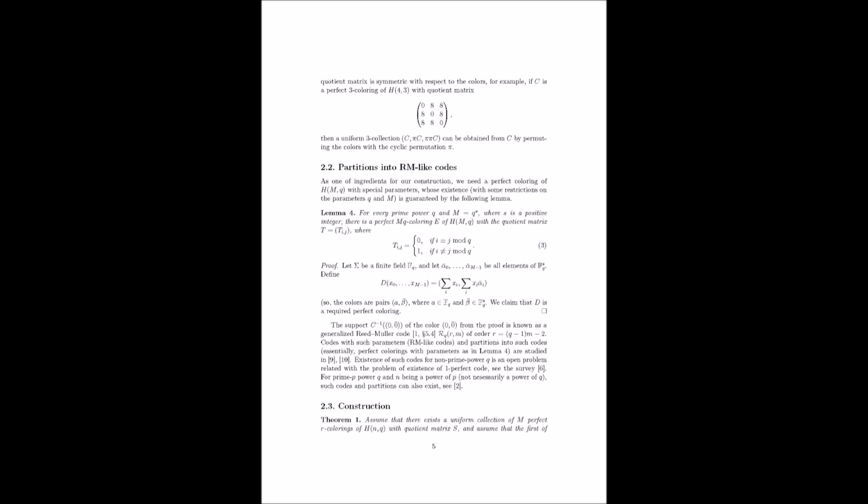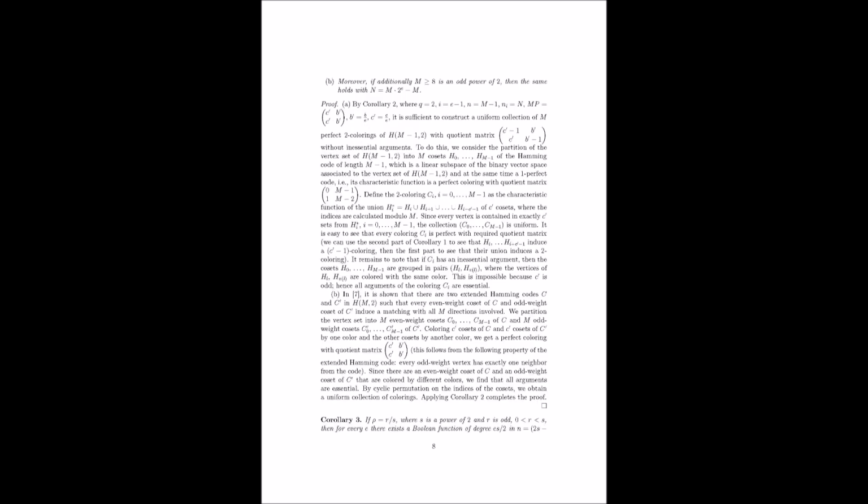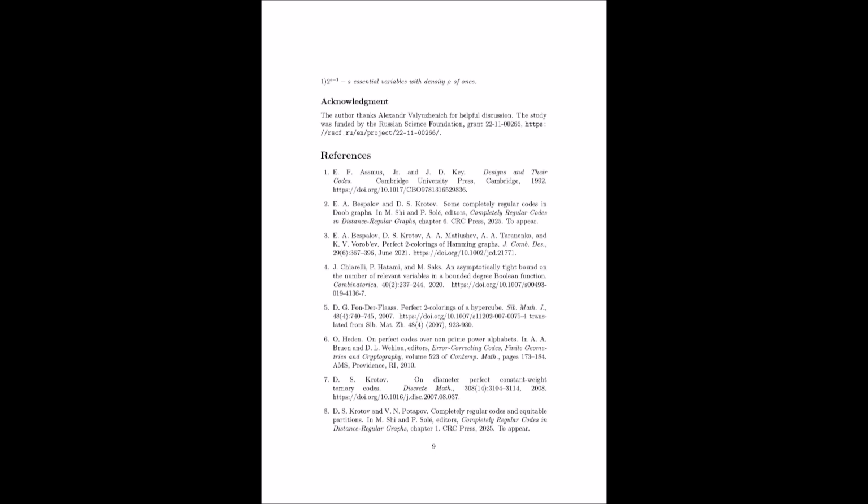Exactly. And Lemma 4 in our source material actually proves that a special perfect coloring exists tied to these RM-like codes. Can we get into that lemma? See the specifics? Of course. Lemma 4 says that for any prime power q and any m that's a power of q, there's a perfect mq-coloring of the Hamming graph H(m,q) with a specific quotient matrix T. Remember T from part 1? The one where entries t_ij are 0 if i is congruent to j modulo q and 1 otherwise. What's the significance of that structure again?